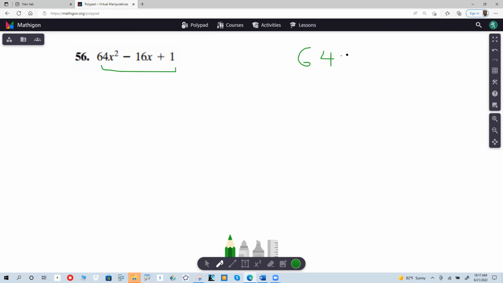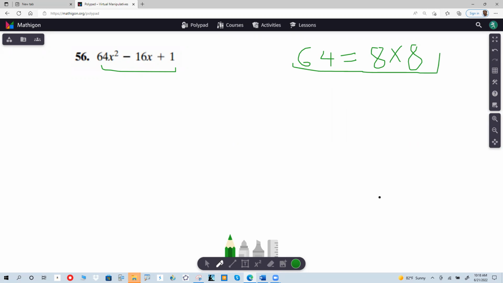So guys, 64 times 1 is 64. Now 64 can be written as 1 times 64, 32 times 2. But my friend is going to be 8 times 8. Why? Because 8 and 8 can be added to give you negative 16. Of course, it's negative, so it'll be negative 8 times negative 8, but don't worry about that too much. That's how I'm going to choose this.